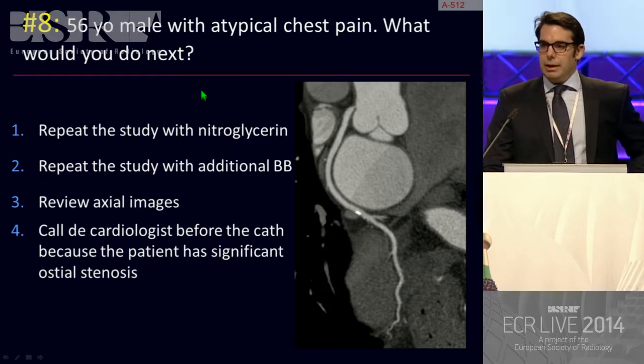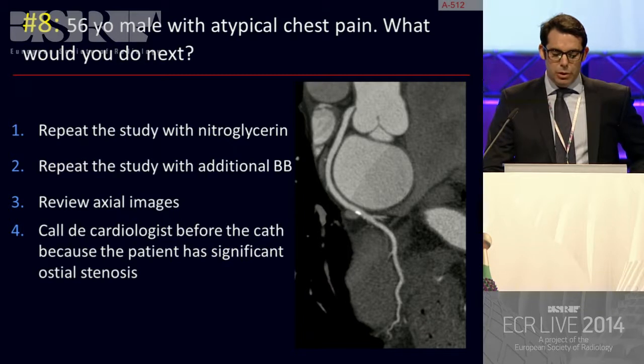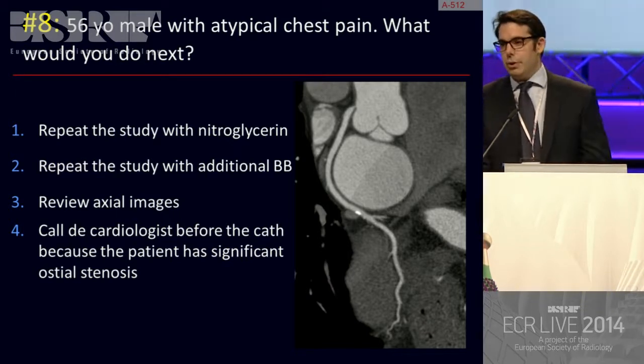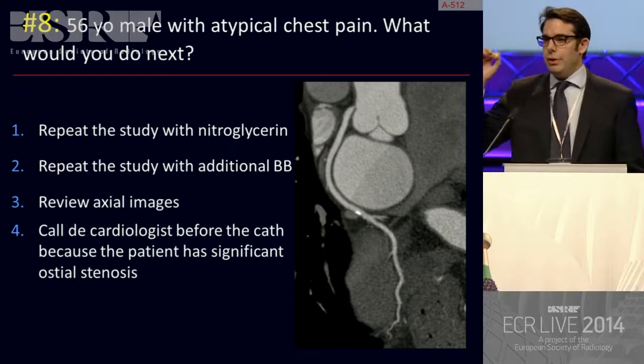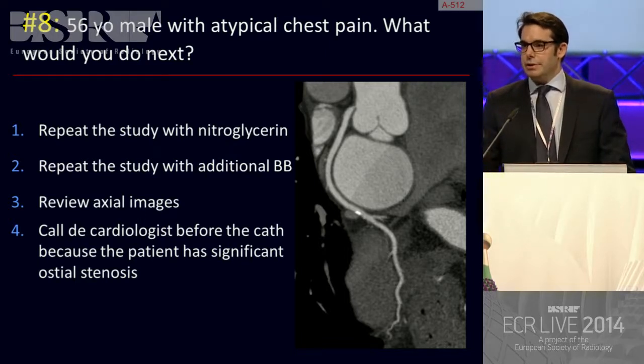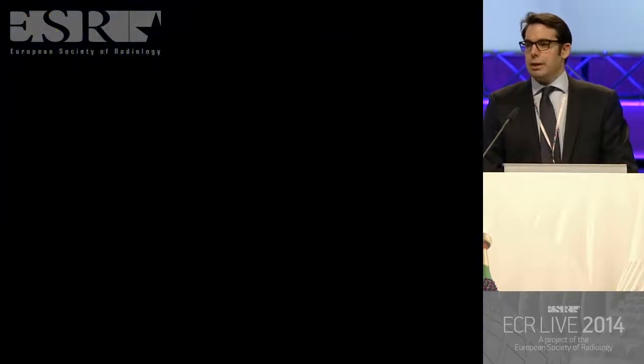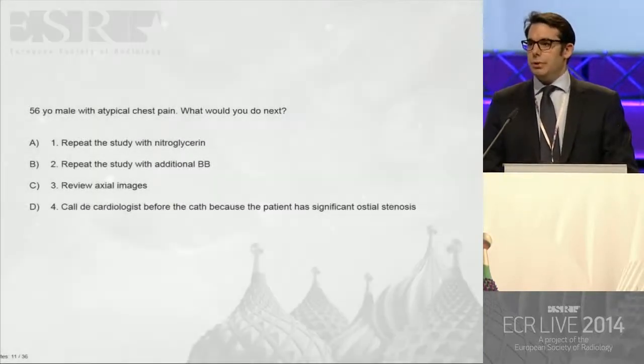You think that maybe the heart rate wasn't good enough, so you would give additional beta blockers? Would you review the axial images? Or would you call the cardiologist before the cath because you think that there is a significant ostial stenosis and you want to avoid this, what we said at the beginning, this blockage of the origin of the vessel? So what do you think you should do when you see this image?